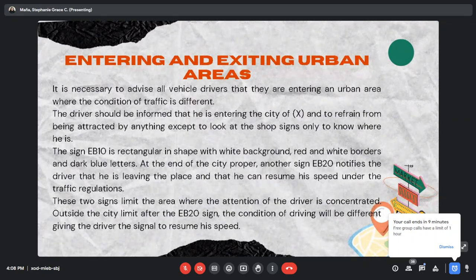So this EB10 is what you see when the driver is entering the city. For example, like what you see here, entering CDO, it comes first as EB10. Well, this EB20 is the sign you see first, recognizing you are leaving the city proper. So these two signs limit the area where the attention of the driver is concentrated. Outside the city limit after the EB20 sign, the condition of driving will be different, giving the driver the signal to resume his speed. So next slide po.